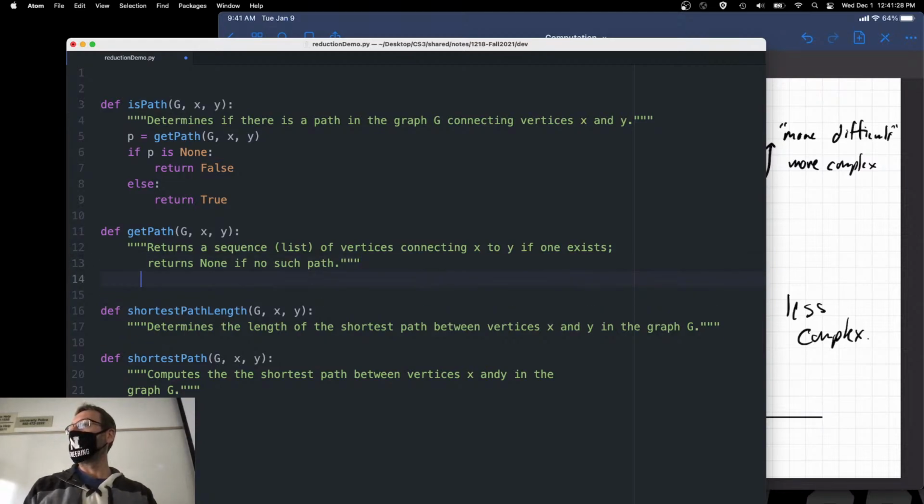Well, now we drew the short straw. Get path. Could I use isPath of G, X, Y in some way? Well, now A calls B, B calls A. Right? We're just going to have an infinite recursion back and forth. Nope. All right. How could I use one of these other functions and again pass the buck? Pass it on to the other partner.